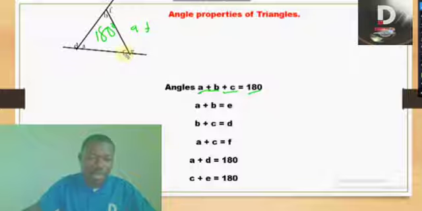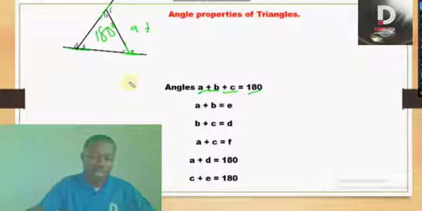Can you see a straight line operating here? C plus E. This is a straight line divided into this. So C plus E equals 180. Right? D plus A is 180 because this is a straight line. B plus F, this is a straight line, equal to 180. So the straight line is applying here. Take note. That's why I said it's very popular and very common.